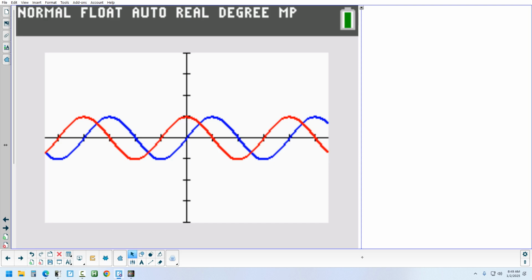Does anybody notice anything else about those 2 graphs? Yeah? Cosine hits the y-axis at the peak of the wave, whereas sine hits it right between the peak and the trough. Yeah, so they do hit their maximums and minimums at slightly different points because they are shifted from each other. Yep.